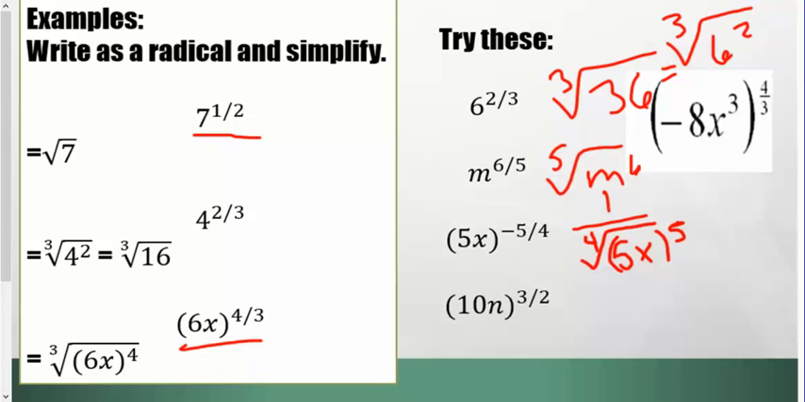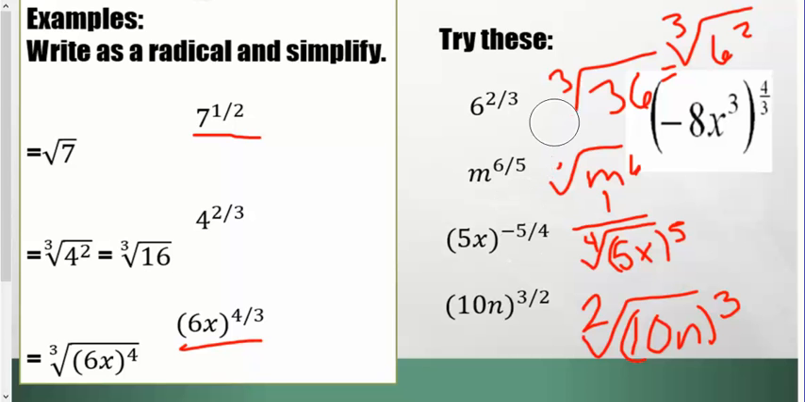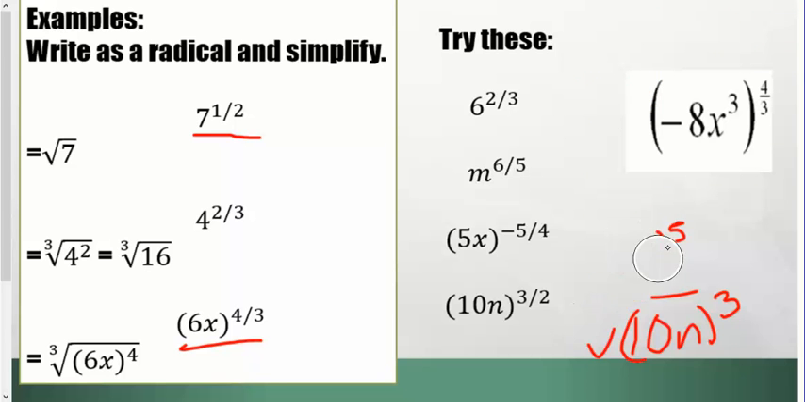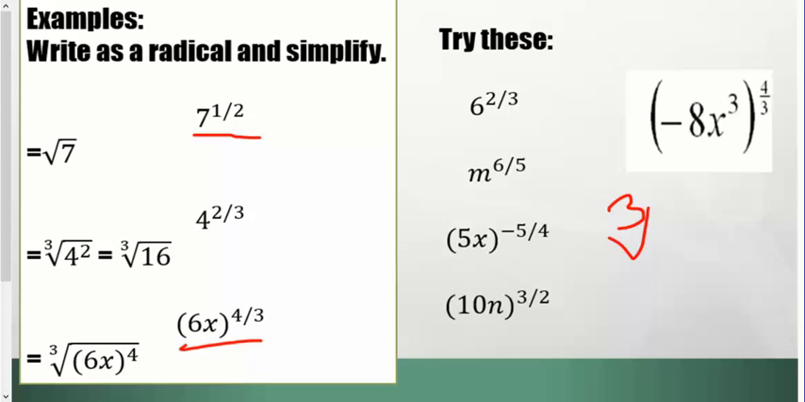And again, that's not really our simplified form, so don't worry about that. We'll talk about that in class. And then lastly, we could have the square root of the quantity 10n cubed. Okay, and just that last one, we'd be able to rewrite that as, wait for it, the cube root, because 3 is in the denominator there, the cube root of negative 8x to the third, and that all raised to the fourth power.